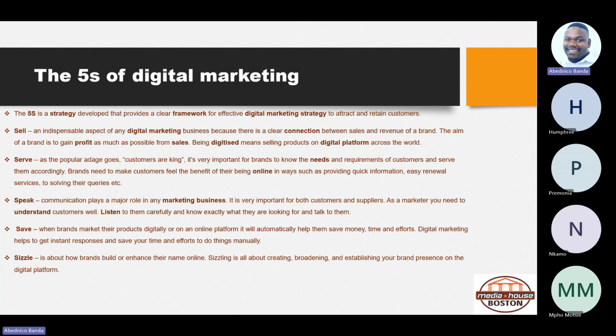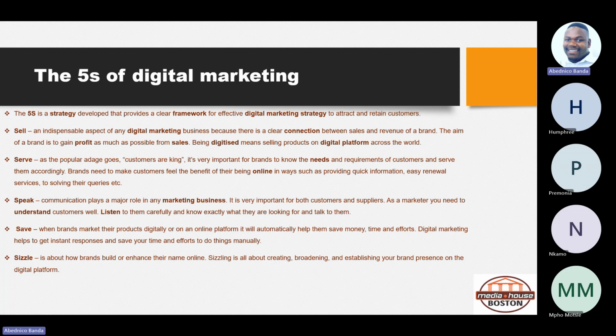And the last one, sizzling. It is about how brands build or enhance their name online. Sizzling is all about creating, broadening, and enabling your brand presence on the digital platform. So as a brand, you must be easily mentioned. You must be taggable. I don't know the correct English there. Like you must be easily tagged.